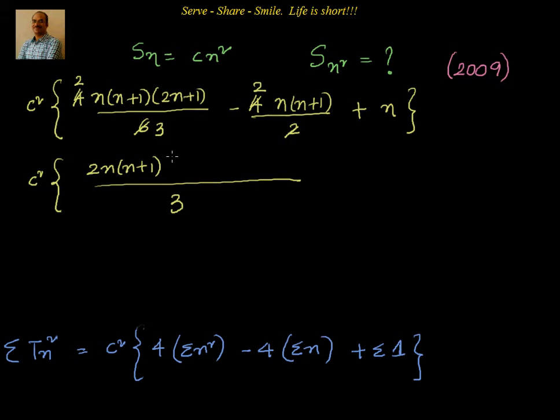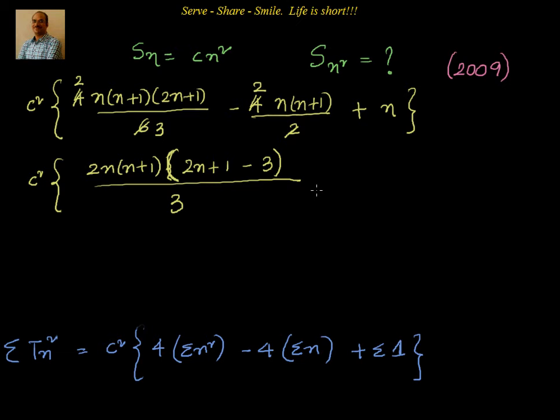If I take the LCM, and take 2n into n plus 1 common, I will have 2n plus 1 by 3 minus 1. What we have done is taken 2n into n plus 1 common. One step I have skipped, but I think you should be okay with that. I took 2n into n plus 1 outside, and got 2n plus 1 by 3 minus 1. That's nothing but 2n plus 1 minus 3 by 3, plus n.